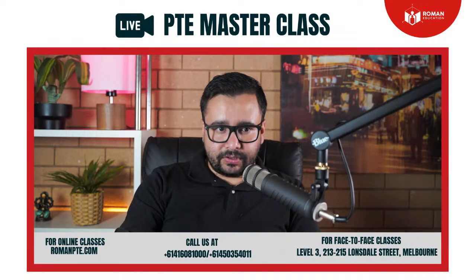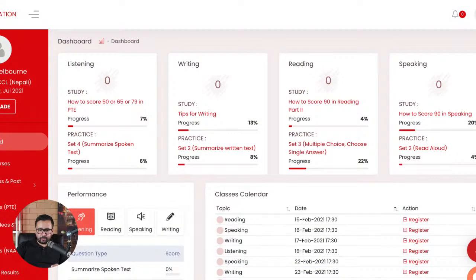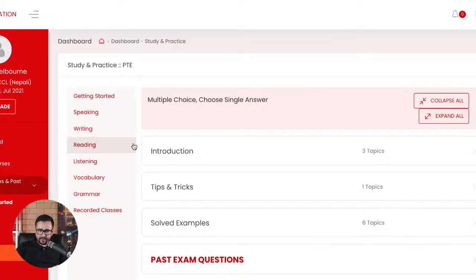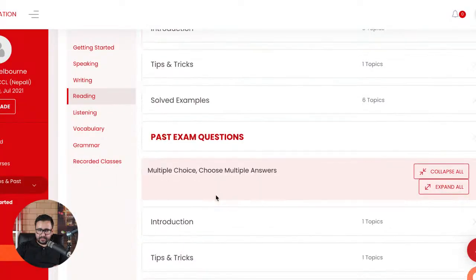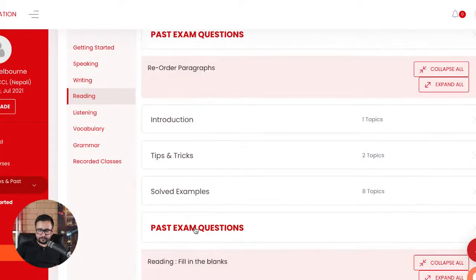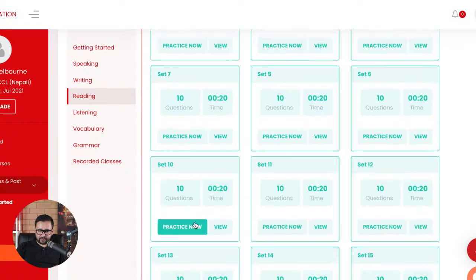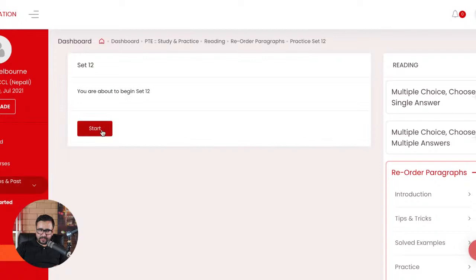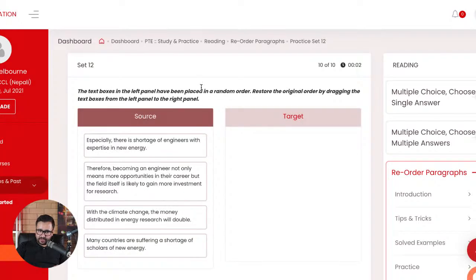Okay, so we are going to practice some questions from our website. First, as I told you earlier, we'll start with some practice questions. So let me go to the reorder paragraphs section in the reading part. These are the past exam questions. We are going to do set 12 today, and in set 12, this is our first question.